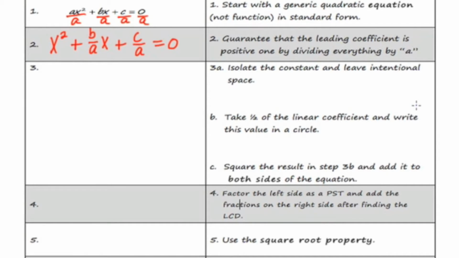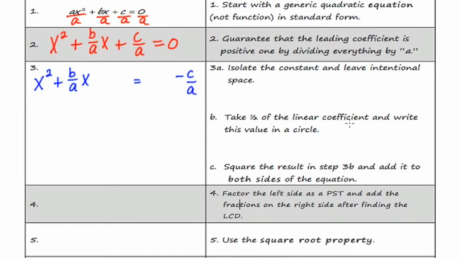Now the next thing that I want to do in order to complete this square is isolate the constant and leave some space so that I can actually complete the square. What I've just written down in blue is essentially the same thing that I had in the step before, except I've moved the c over a over to the other side, making it negative, and I've also spaced the things out a little bit differently so that I can leave room for completing the square.